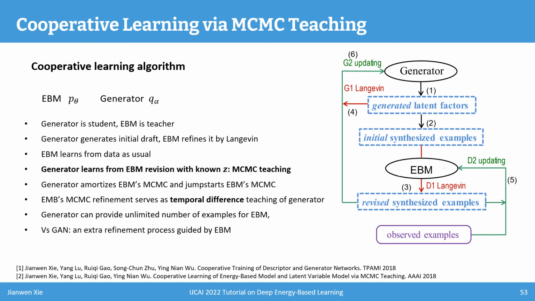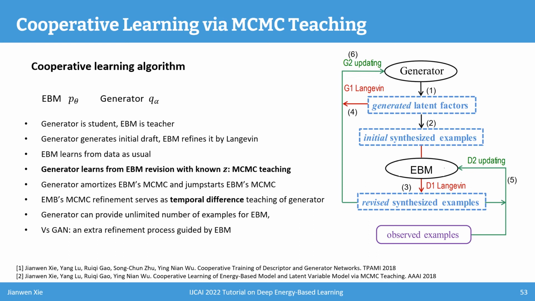The need for cooperation stems from the fact that the Langevin sampling in EBM and Langevin inference in latent variable model can be time-consuming. If the two algorithms cooperate, they can jumpstart each other's Langevin sampling. The resulting algorithm seamlessly interweaves the steps in the two algorithms with minimal modifications.